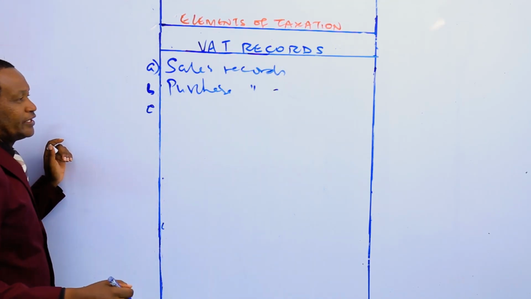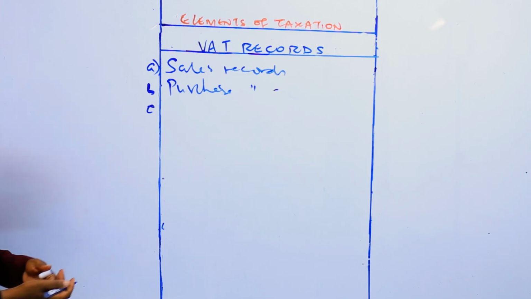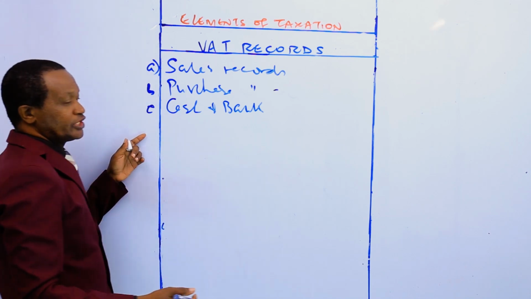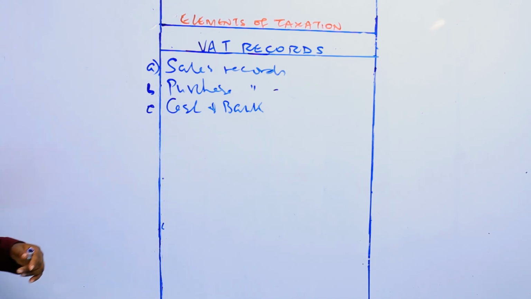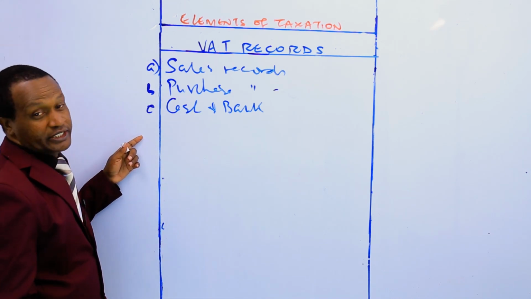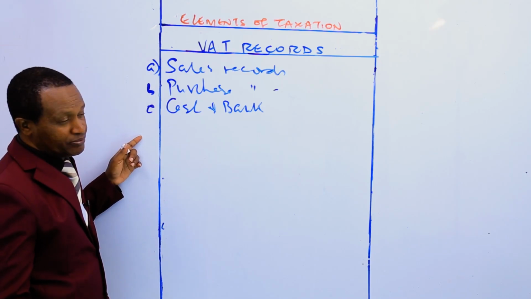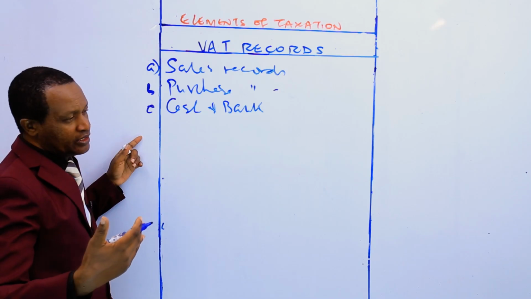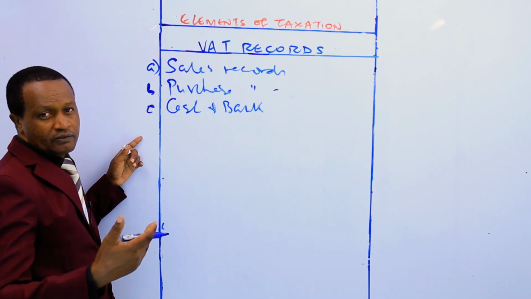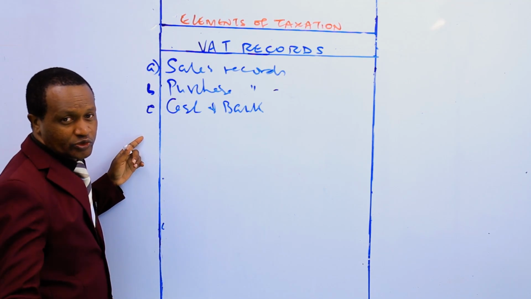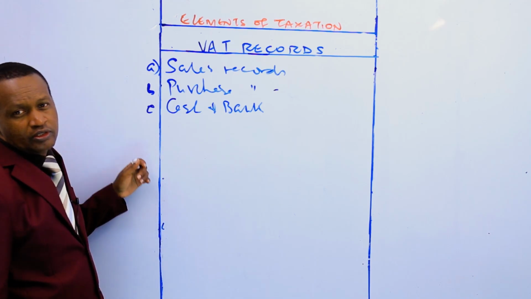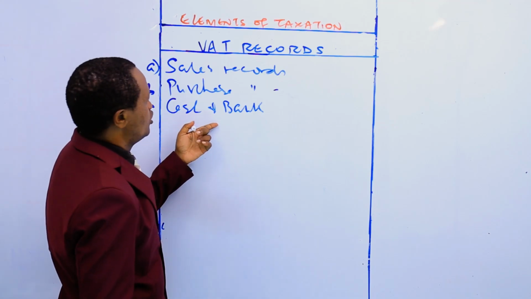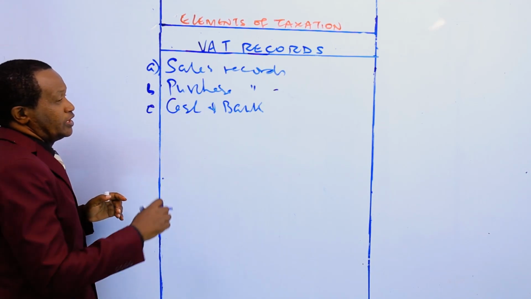Then number 3, there are records related to cash. These are cash and bank records. Cash and bank records include the cash book, the petty cash book, the bank statements and reconciliations. We have pay slips or check counterfoils, the records of all payment transactions, whether by cash, by check, or electronic transfer. Any transactions related to cash or bank, those records are required to be maintained.